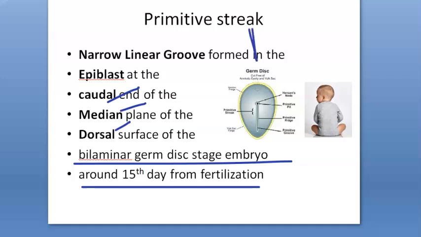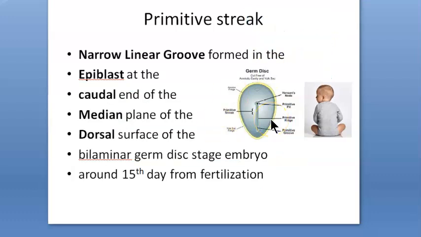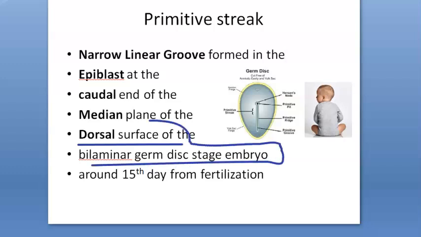So when the fertilization has occurred and it has implanted and all that, on day 15, you should be able to see this primitive streak. And where is this primitive streak forming? In the epiblast. Where in the epiblast? In the caudal end. In the caudal end where? Exactly in the middle. It is the dorsal surface of the bilaminar germ disc stage embryo. Too much information, but we need to revise now.